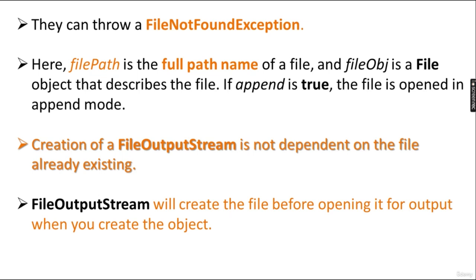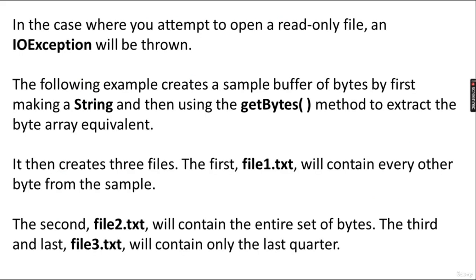FileOutputStream will create a file before opening it for output when you create the object, if the file does not exist. In the case where you attempt to open a read-only file, an IOException will be thrown. So if you want to write to a file using Java, first go to the Windows environment, right click the file, and check its properties. If the read-only property is set to true, then you cannot write to that file.